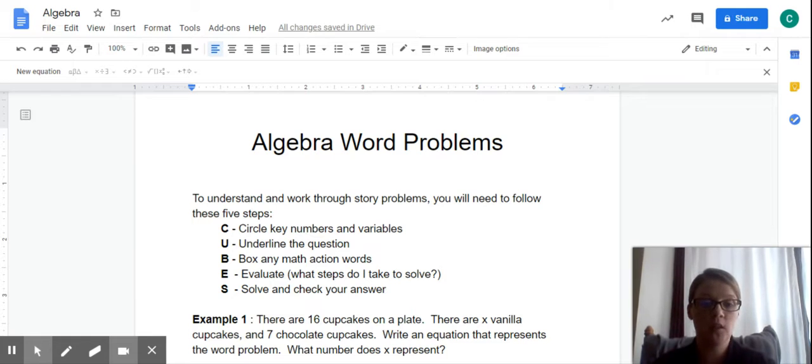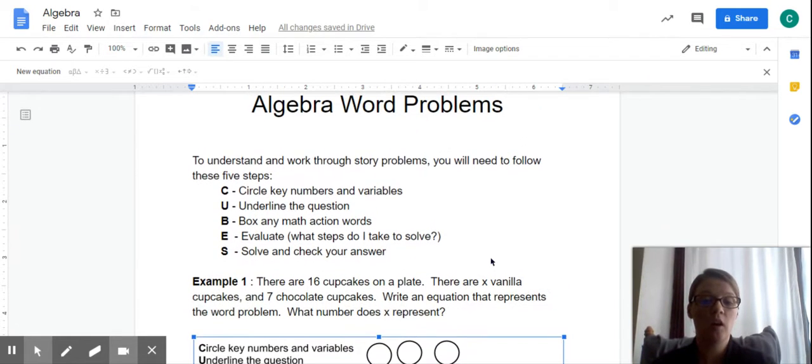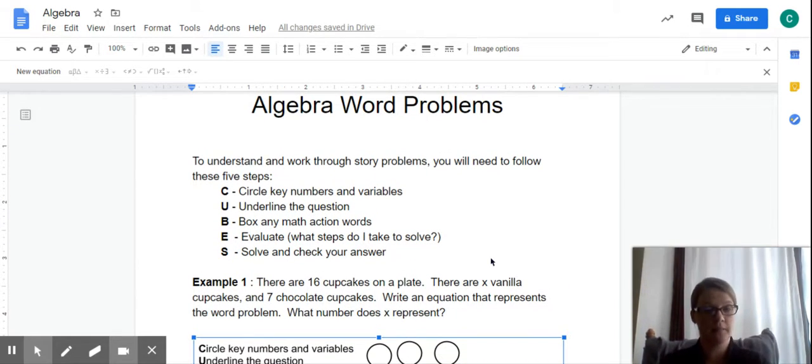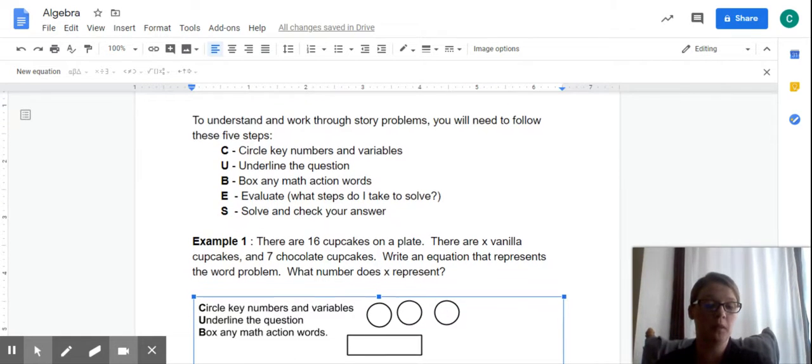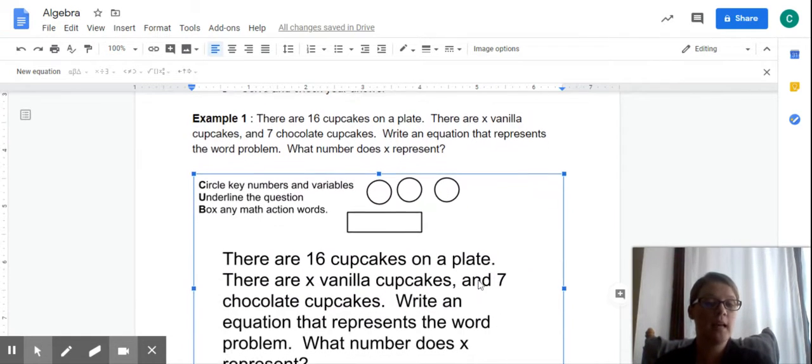We're going to just jump right into an example here. There are 16 cupcakes on a plate. There are X vanilla cupcakes and 7 chocolate cupcakes. Write an equation that represents the word problem. What does X represent?